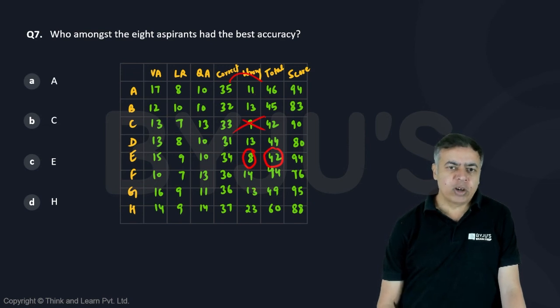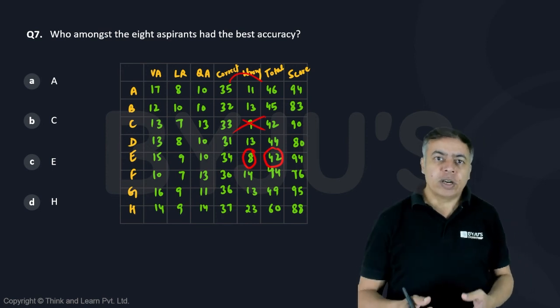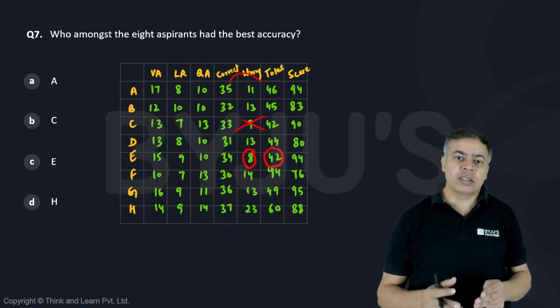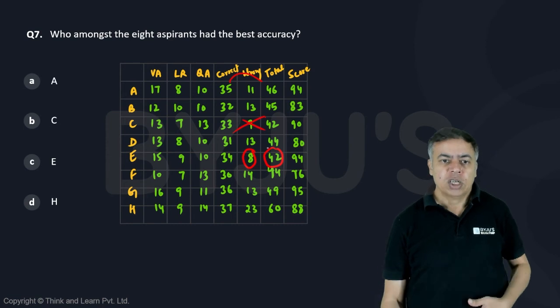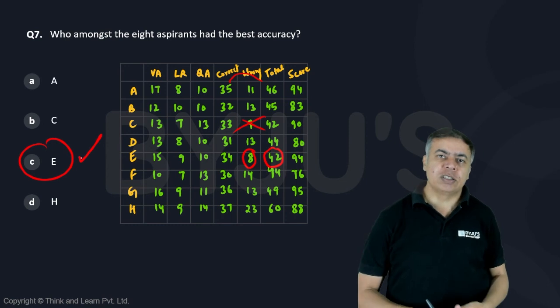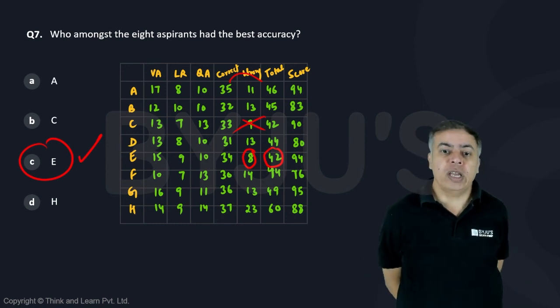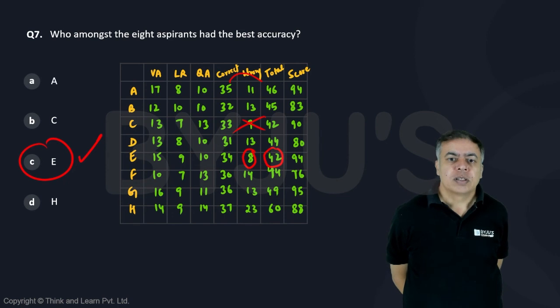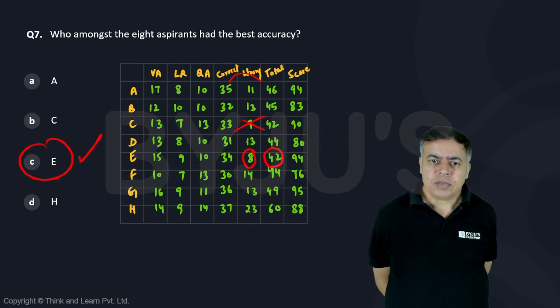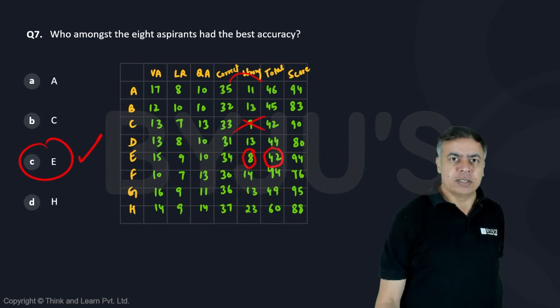So you cannot compare with 8, because when 8 becomes 11, you are increasing 3 on 8, that is 37.5% you are increasing, while the total is not increasing that much. So this must be the best accuracy, right? Best accuracy should be for E, where the wrong answers are only 8 out of 42. That means 34 out of 42 is the maximum accuracy rate here.